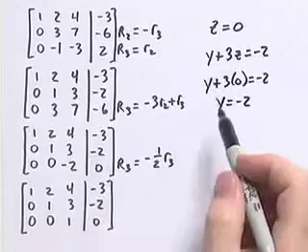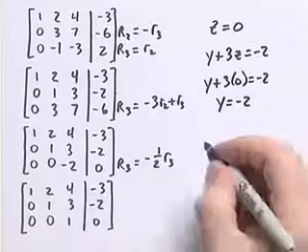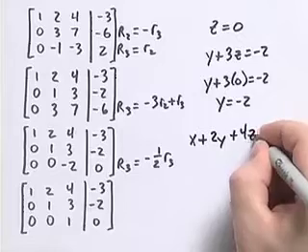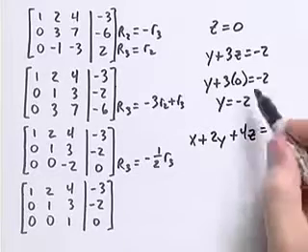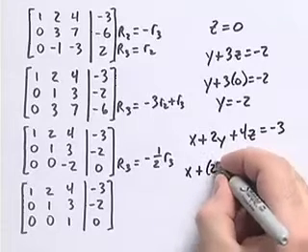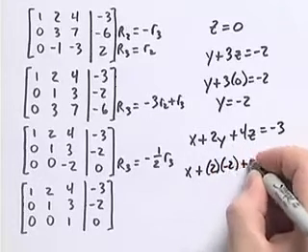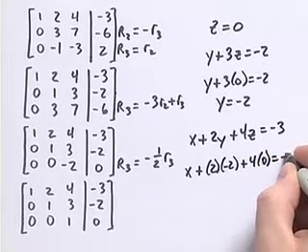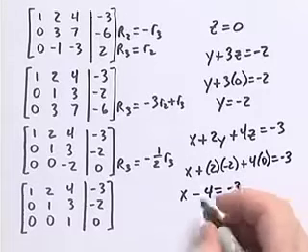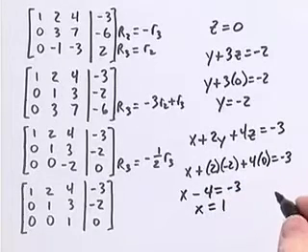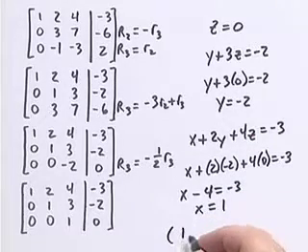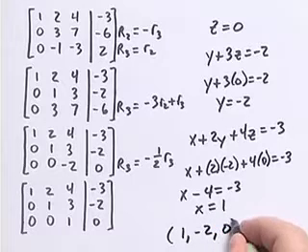We know z and y now. This first row in our matrix gives us the equation x plus 2y plus 4z equals negative 3. Plug in our values for y and z, get x plus 2 times negative 2 plus 4 times 0 equals negative 3. So that gives us x minus 4 equals negative 3, or x is equal to 1. Now the values for x, y, and z give us our ordered triple solution, 1, negative 2, 0.